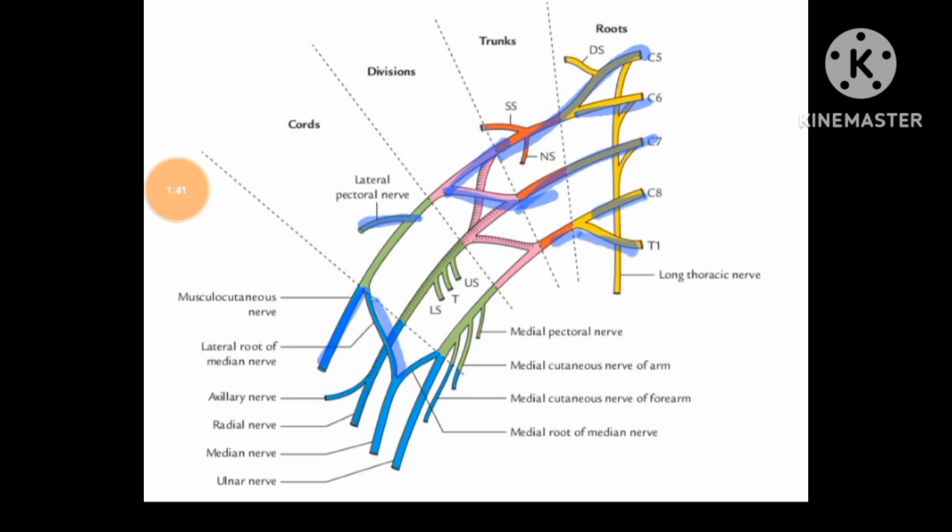Therefore, all the branches from the lateral cord, that is LLM, have a root value of C5, C6 and C7.